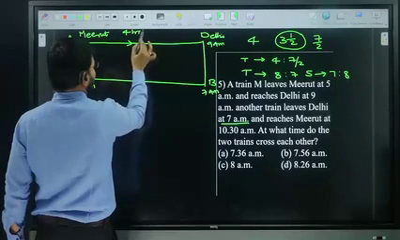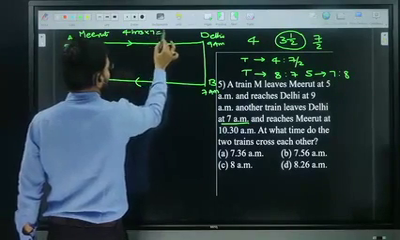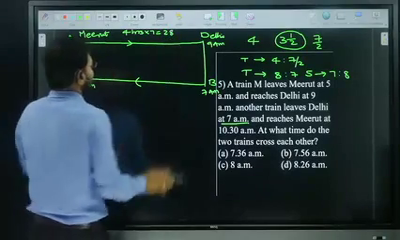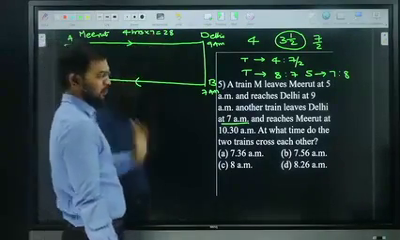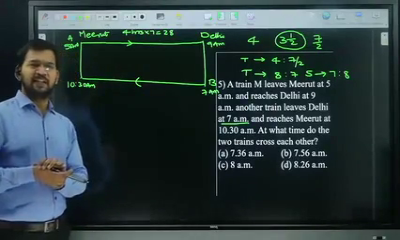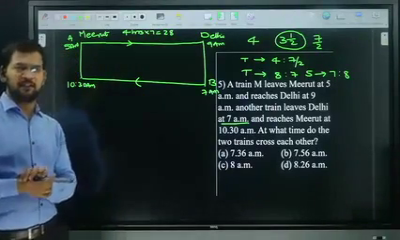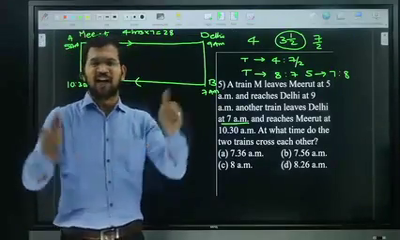So 4 hours into the first train's speed, which is 7. Therefore distance is what? Speed into time. Speed is 7 parts, time is 4 hours. 4 into 7 is nothing but 28. Therefore the total distance between Meerut and Delhi is 28 parts.